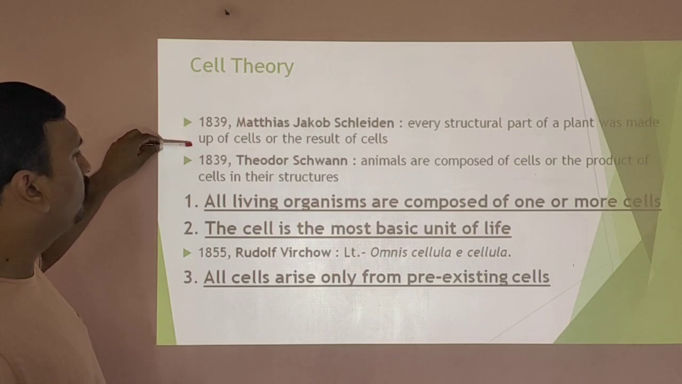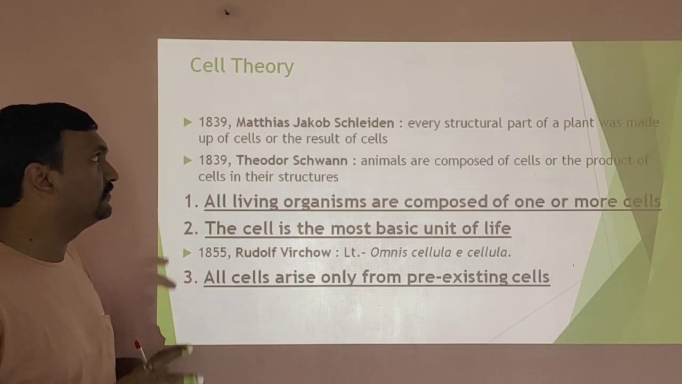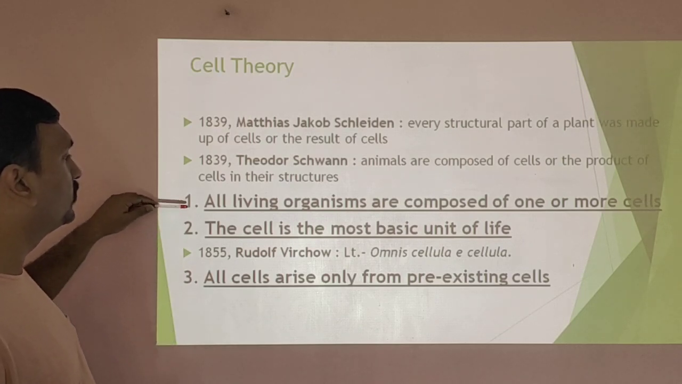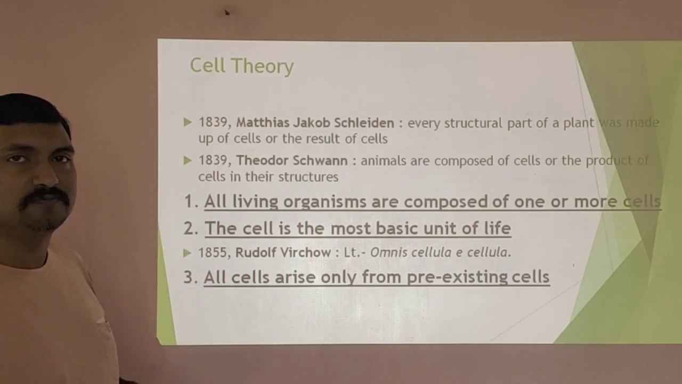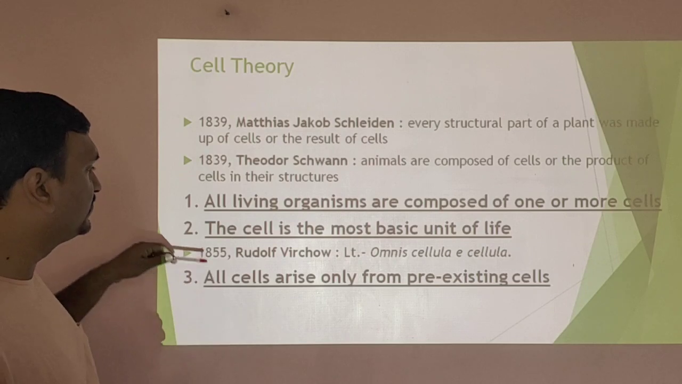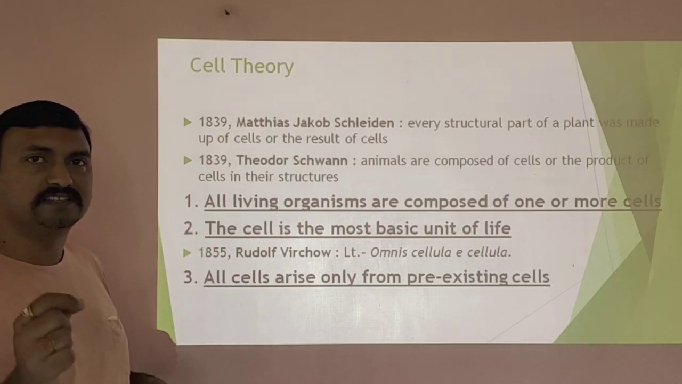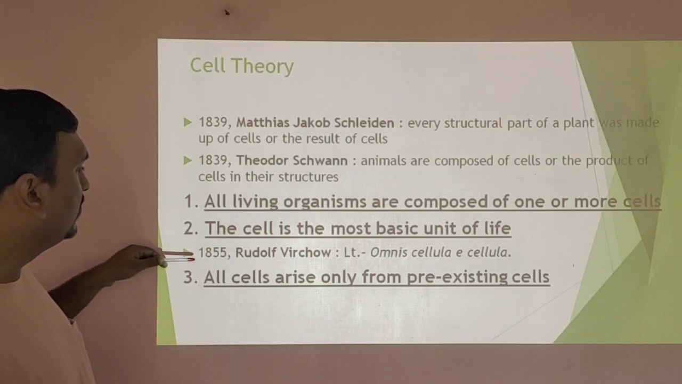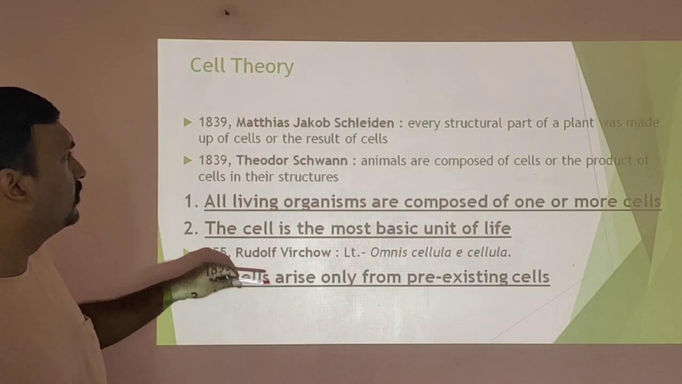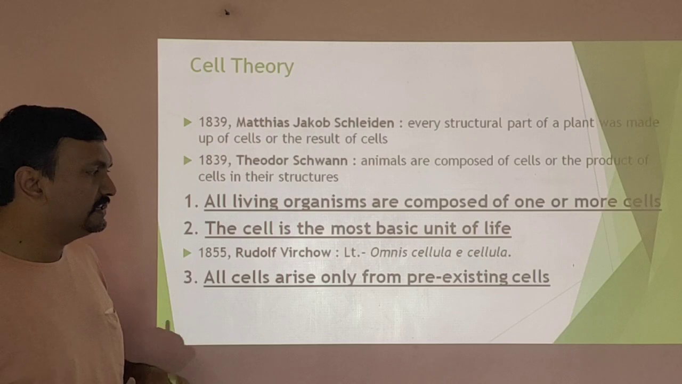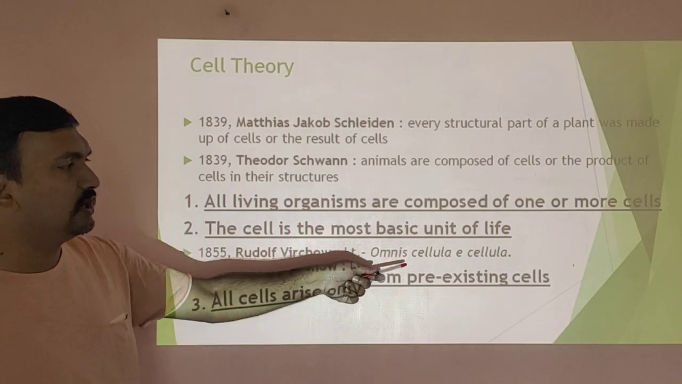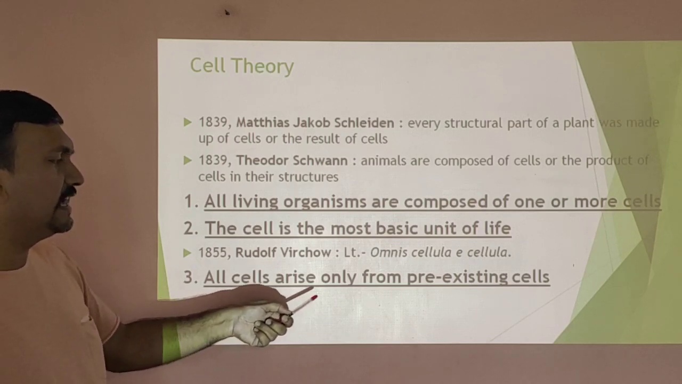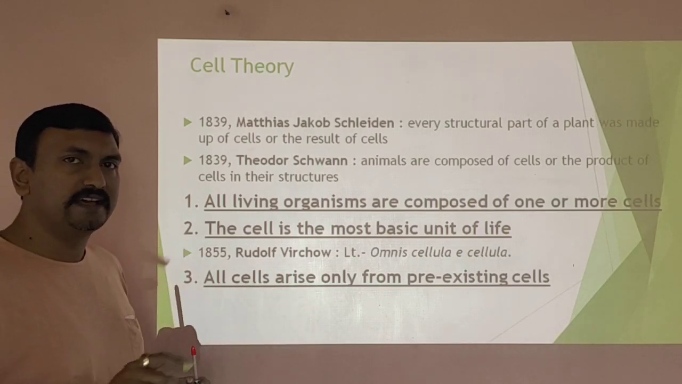So, comparing both these statements, the first two postulates or tenets of the cell theory were proposed, that is, all living organisms are composed of one or more cells, and the cell is the most basic unit of life. This was the definition of the cell that we said. In 1855, Rudolf Virchow said in Latin, omnis cellula e cellula. What does it mean? It means all cells arise only from pre-existing cells.